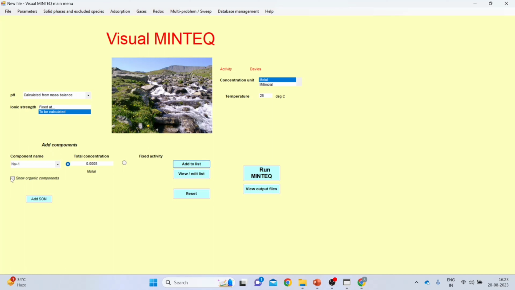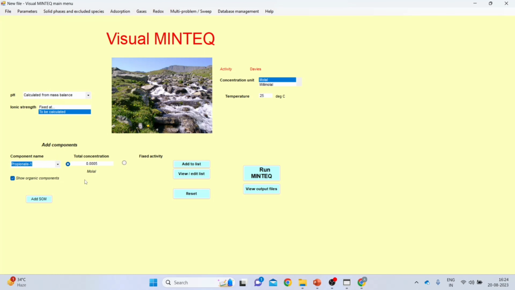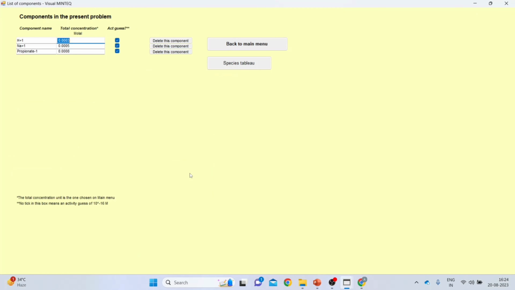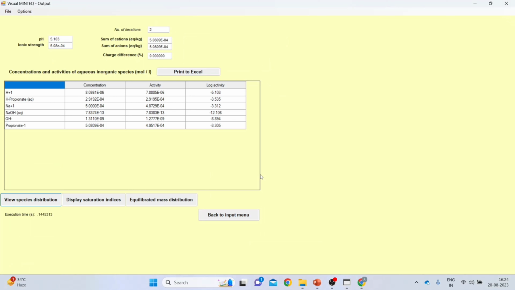For that, here is show organic components, so we will tick this, and then we will get the propionic acid from P, so we will go down. So here it is propionate, and propionate is 8 into 10 raised per minus 4, so here 8. We will add to list. We can check the list here. We have added H plus, Na plus and propionate. We'll go back to main menu. We will run the MINTEQ, and we are getting the final pH as 5.103.